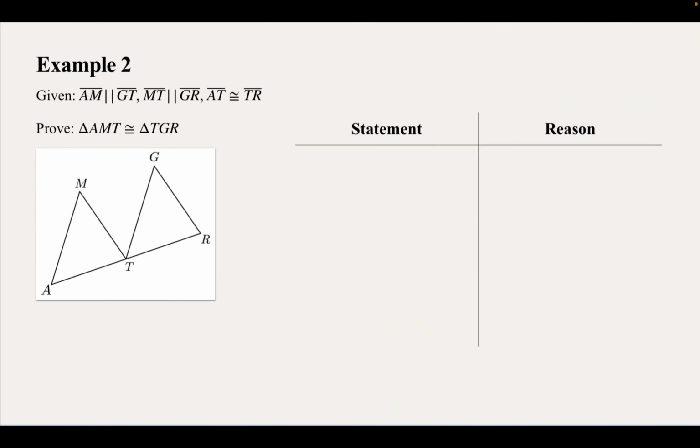Let's do some examples. I'm going to go ahead and take a second to put in my statements here. So we have AM is parallel to GT, and I put my notation in the diagram. MT is parallel to GR, and again, put my notation in the diagram. And AT is congruent to TR.